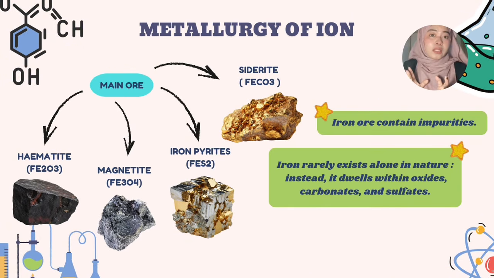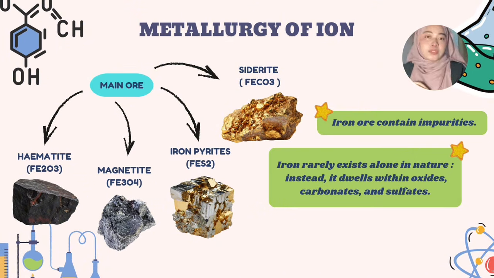So now, we are looking at the metallurgy of iron. One of the most important things to understand about iron is that it is rarely found in its pure, metallic form in nature. Because iron is reactive, it exists combined with other elements, as you can see in the green box. Iron ores are naturally found as oxides, carbonates or sulfides, and they always contain impurities like rock or soil that must be removed.